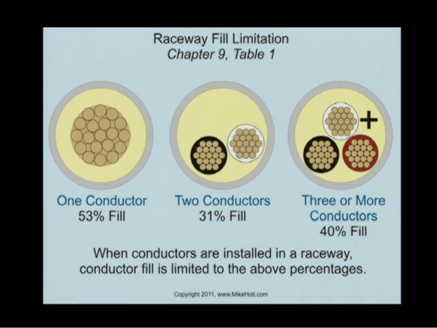Now, if you have 2 conductors in a raceway, Eric, can you tell us why? You get 53% with one, and listen, you've got a round wire and a round raceway, kind of makes sense. You know what I mean? But why am I limited to 31% when I have 2 conductors?